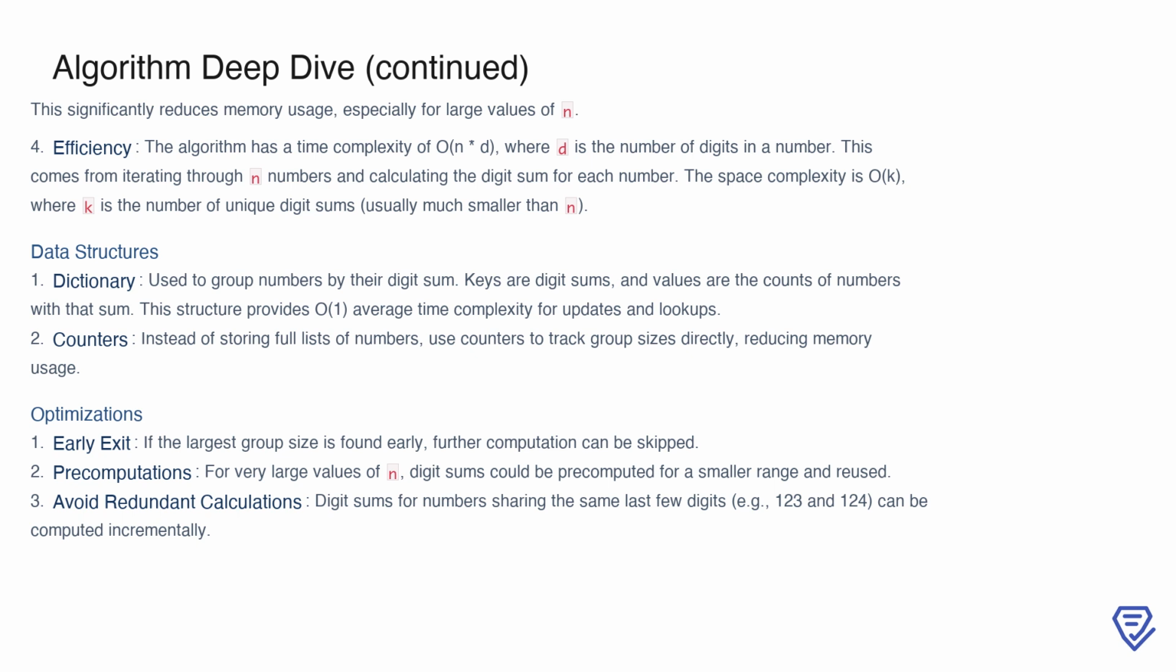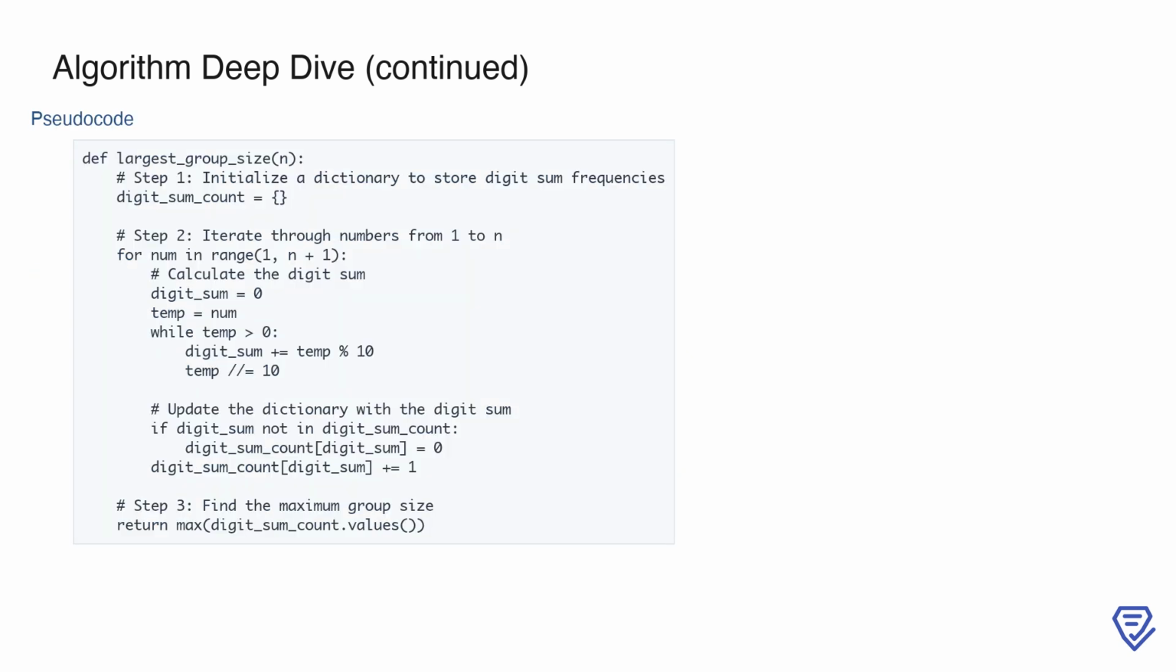To implement this algorithm, we begin by initializing a dictionary to store the frequency of each digit sum. We then iterate through numbers from 1 to n. For each number, we calculate its digit sum by repeatedly extracting and removing the last digit using modulo and integer division. Once the digit sum is calculated, we update the dictionary to increment the count for that sum.